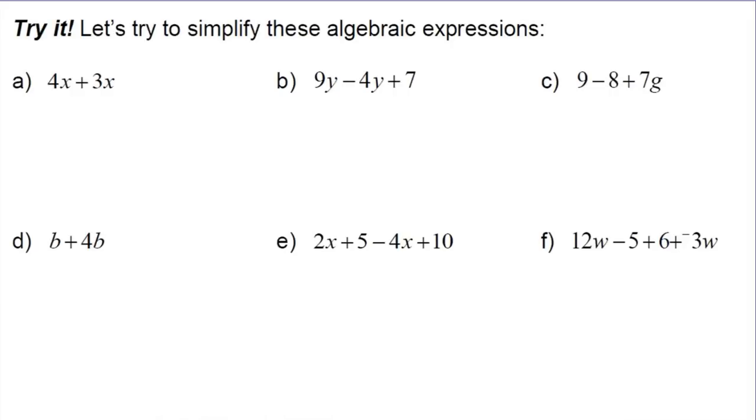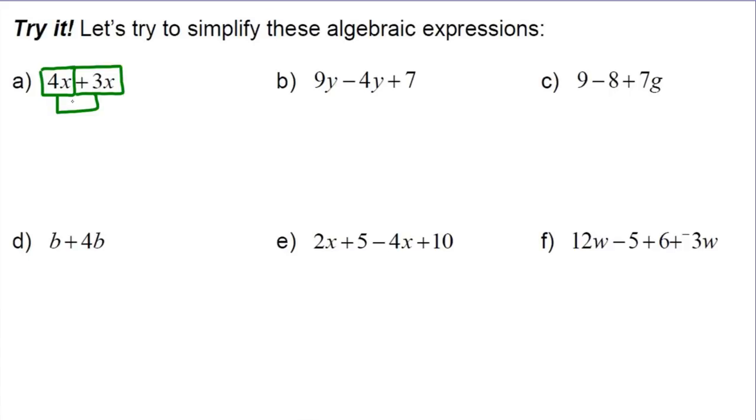This first one is 4x plus 3x. The first thing I want to do is identify the terms, which are 4x and plus 3x. And then, are they like terms? Do they belong together? Yes, they do. These terms go together because they both contain an x. So what I'm going to do is combine them.